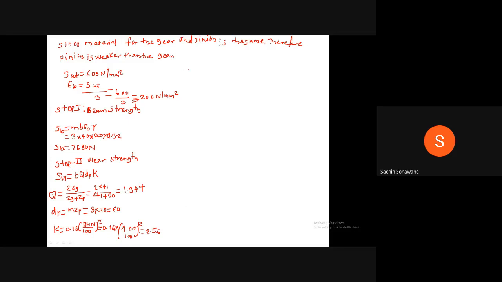Now I will make a partition here. Now we will calculate the value of wear strength. Since all the values are calculated, calculate the value of wear strength. SW is equal to B Q dp K. Once again I write down the formula. What is the value of B? B is equal to 40 into Q, 1.344 into, who's roll number 67? Hello, roll number 67.